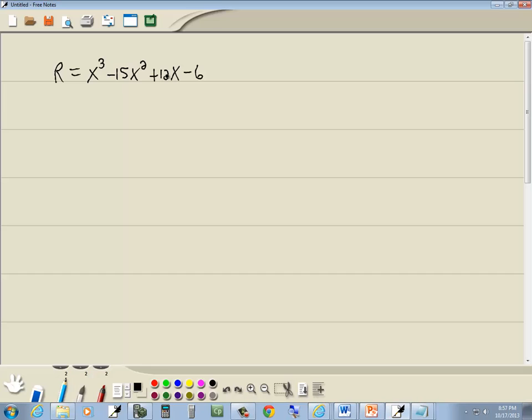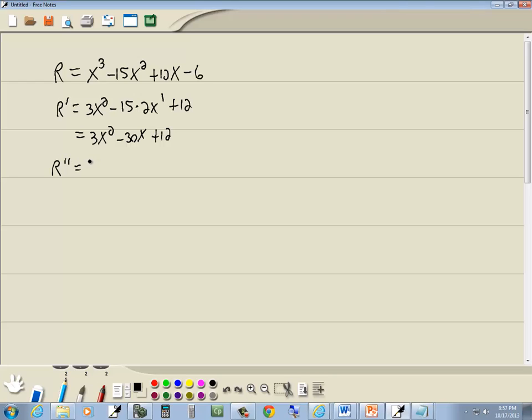find the second derivative. So first thing, R prime, take your power, put it out in front, lower it by 1. So we got X to the third becomes 3X squared minus 15. Derivative of X squared, take your power, put it out in front, lower it by 1. And derivative of 12X becomes 12, and then negative 6 derivative of that is 0. So that gives us 3X squared minus 30X plus 12.